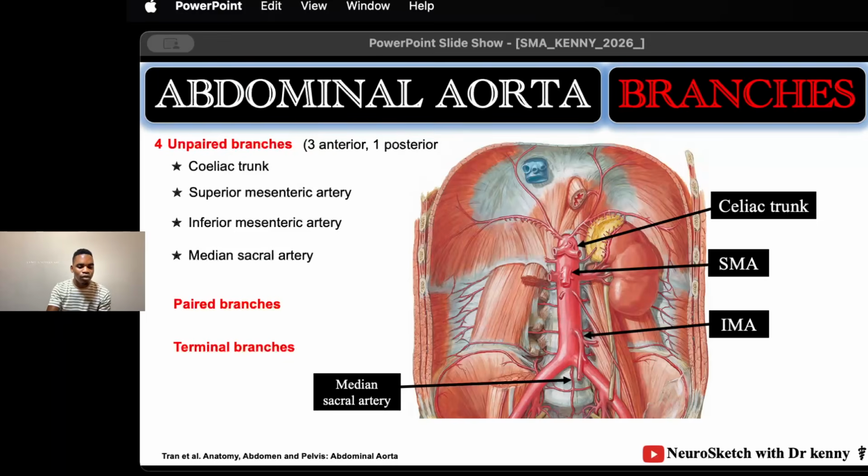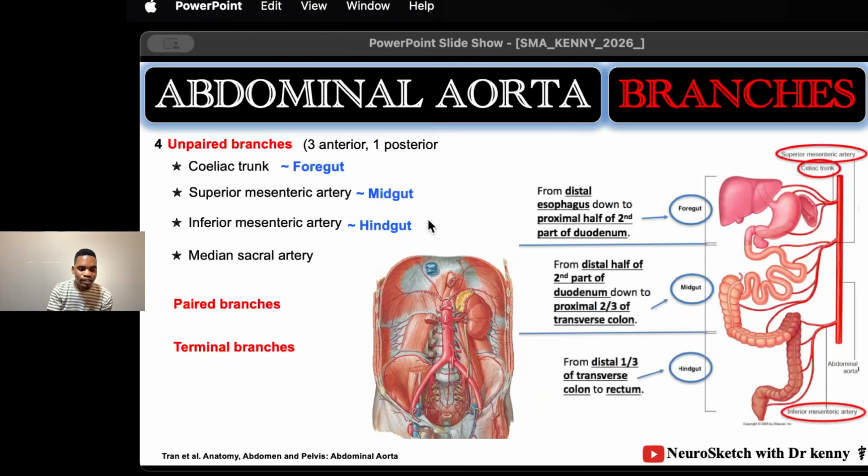Alright, folks. Let's go back to the abdominal aorta. We said the abdominal aorta has 4 unpaired branches, 3 of which come anteriorly. Of these anterior unpaired branches, the second branch is called the superior mesenteric artery, and we say it is the principal blood supply of the midgut. It supplies all the way from the distal half of the second part of the duodenum, everything in between, until it reaches the proximal 2/3 of the transverse colon. That's where the superior mesenteric artery supplies.